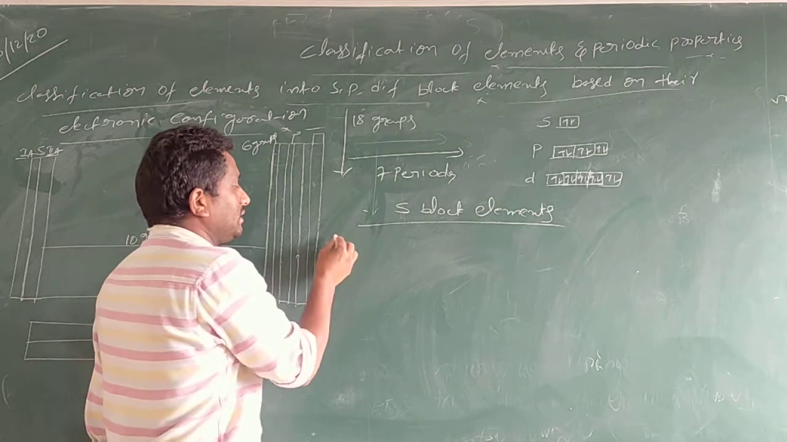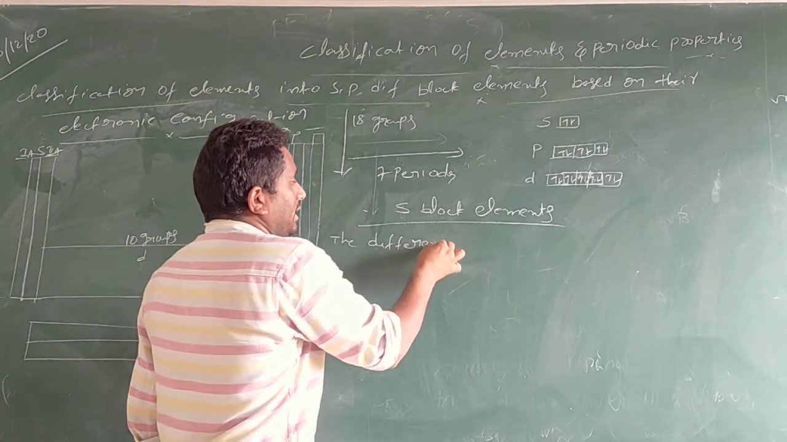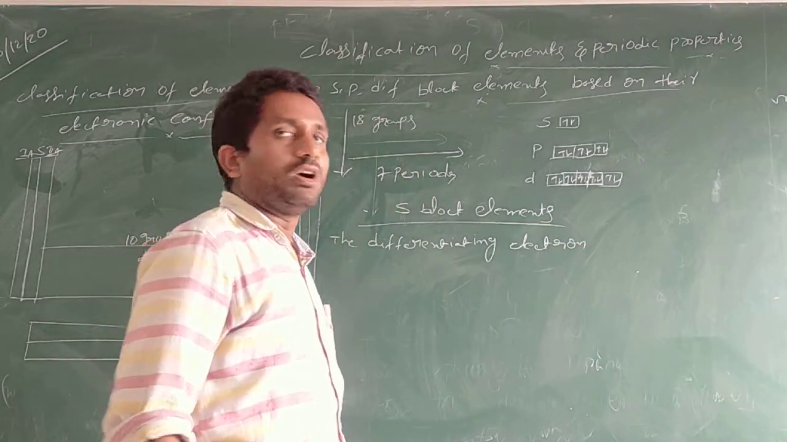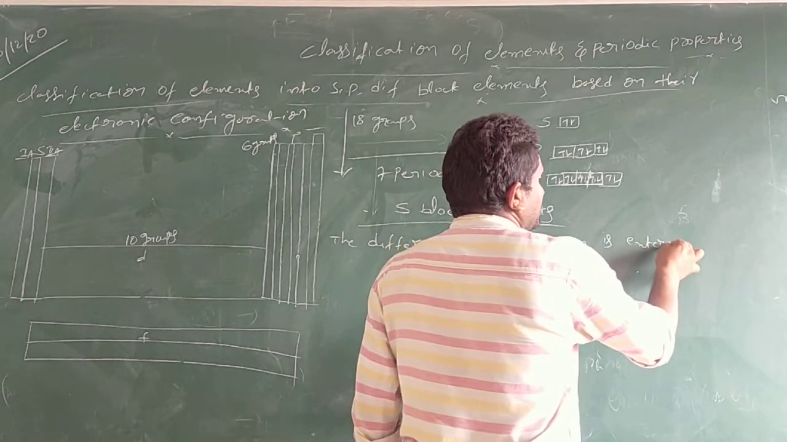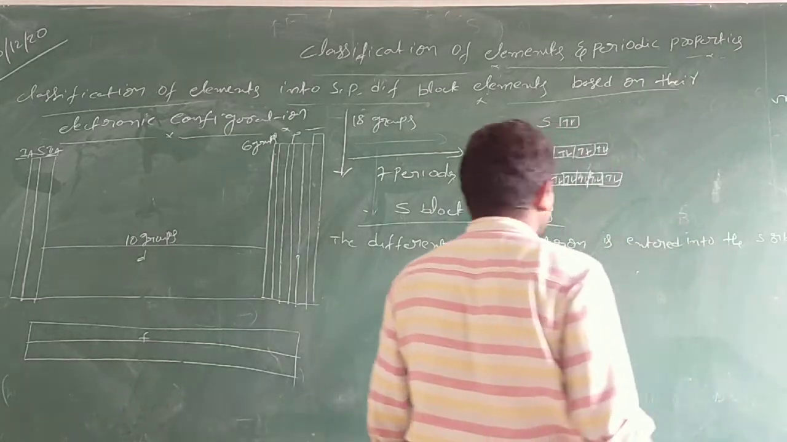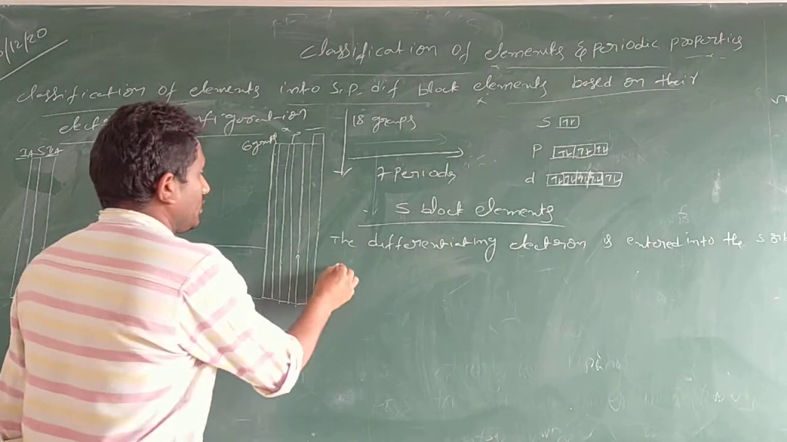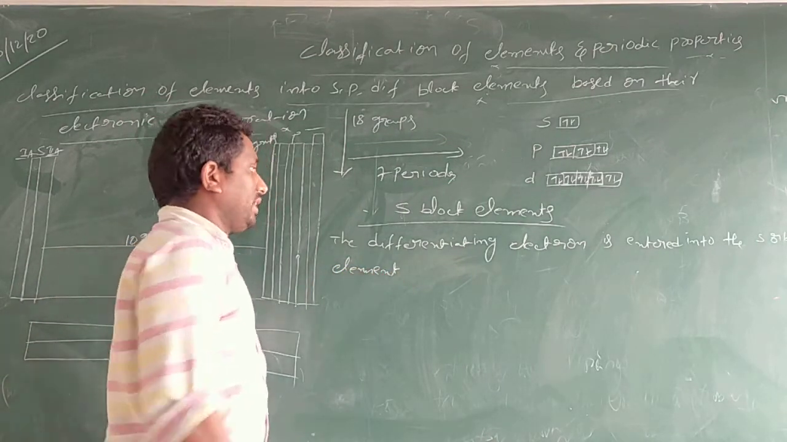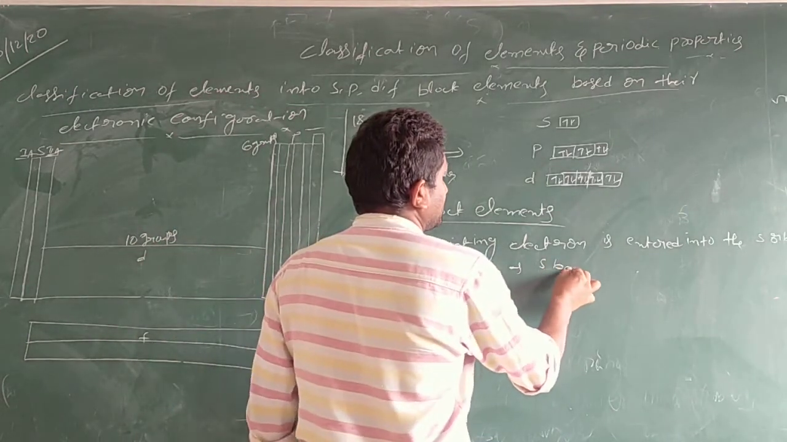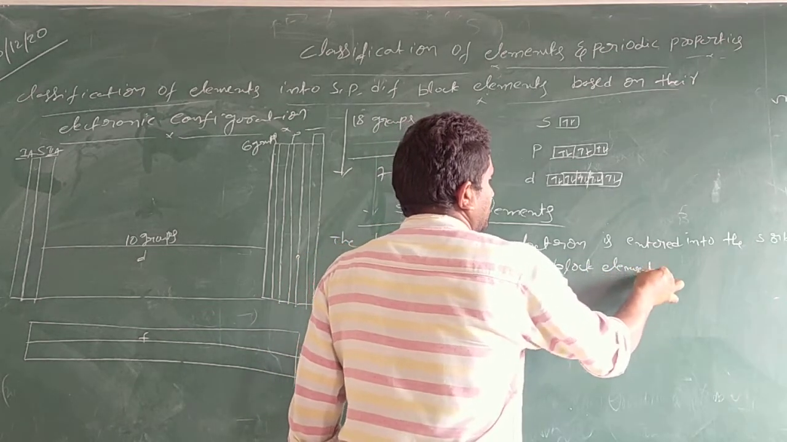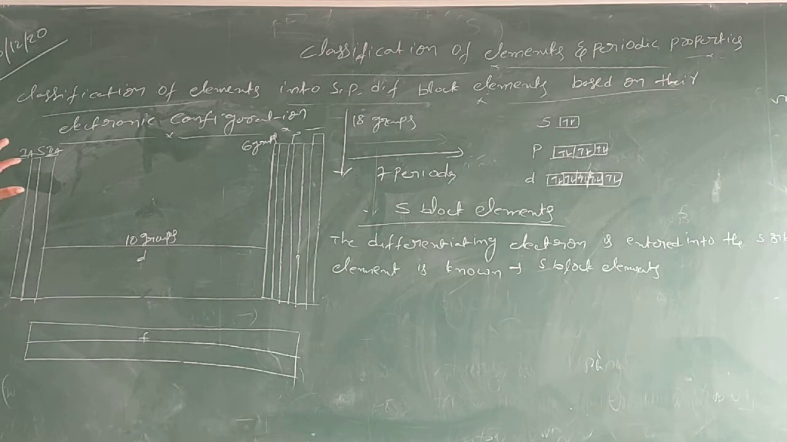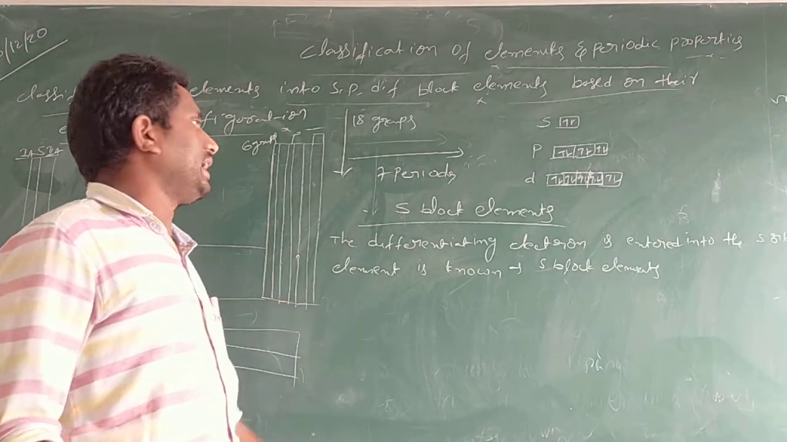So first of all, what is the definition? The differentiating electron is entered into the S orbital of an element is known as S block elements. The differentiating electron means the last electron of an element. If the last electron of an element enters the S orbital in the S block, we call them S block elements.